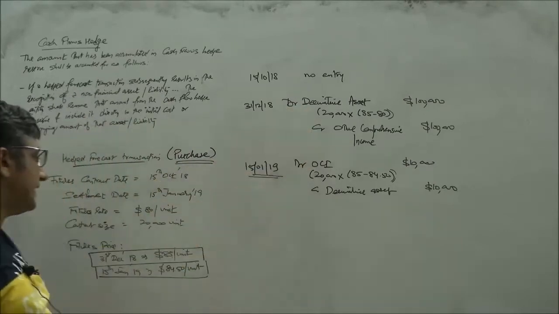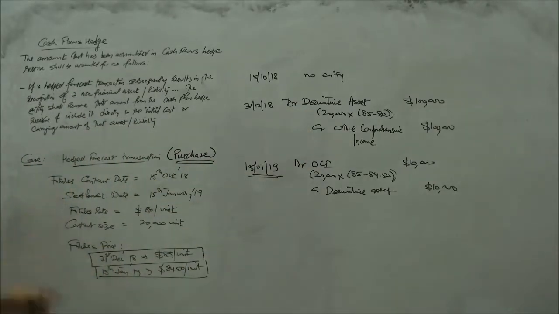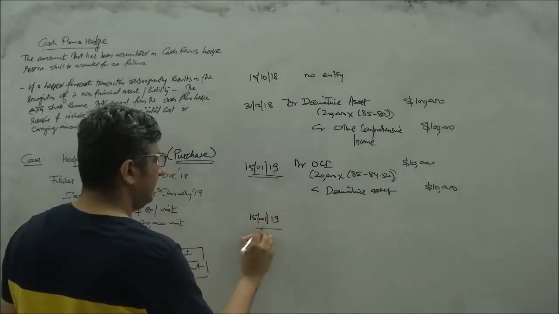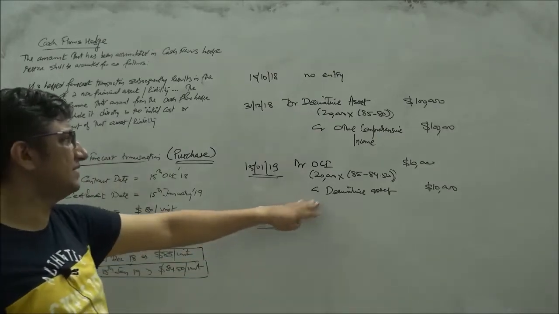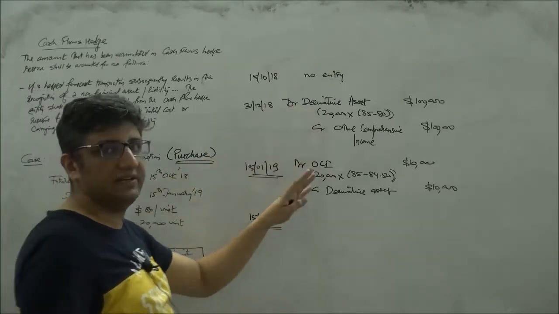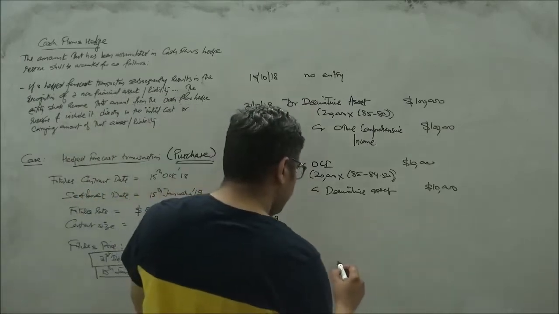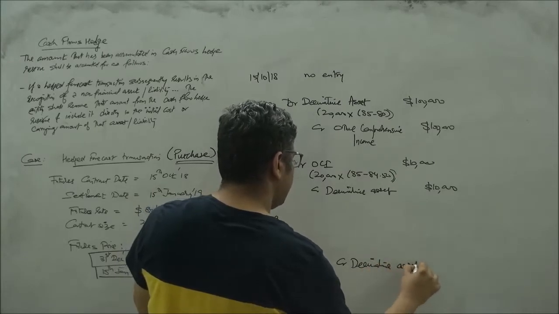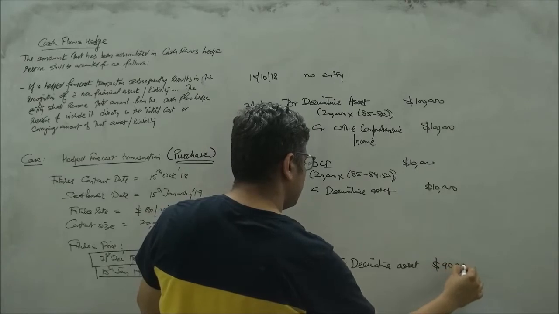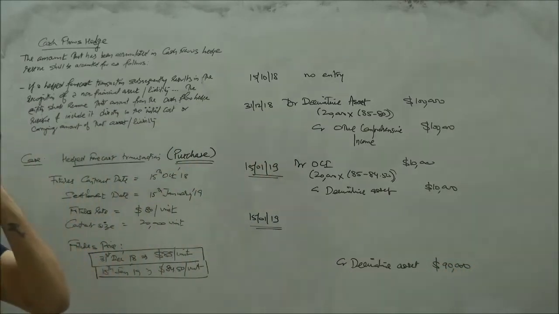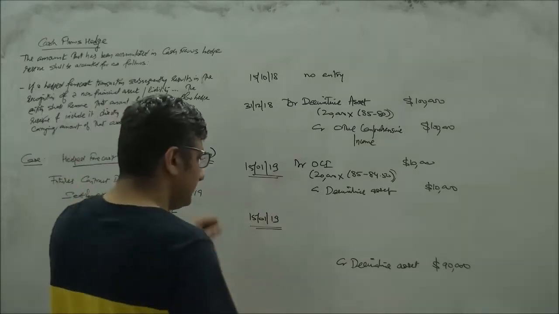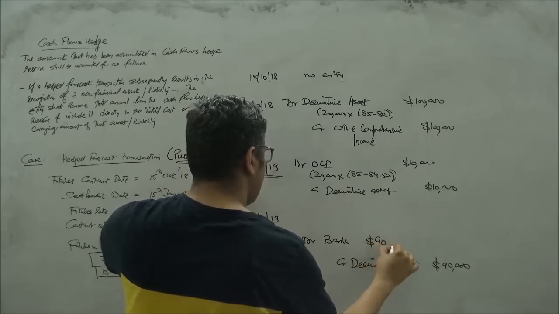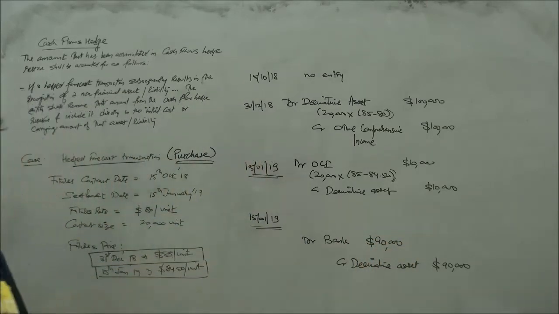At this point in time, of course, the settlement has taken place. So on the same date, 15th of January 19, this derivative asset would be settled. It comes to maturity. So we do the first transaction: credit derivative asset to the extent of $90,000. Effectively, I am receiving money against this derivative asset. So I can say I have received $90,000 in the settlement of this contract.